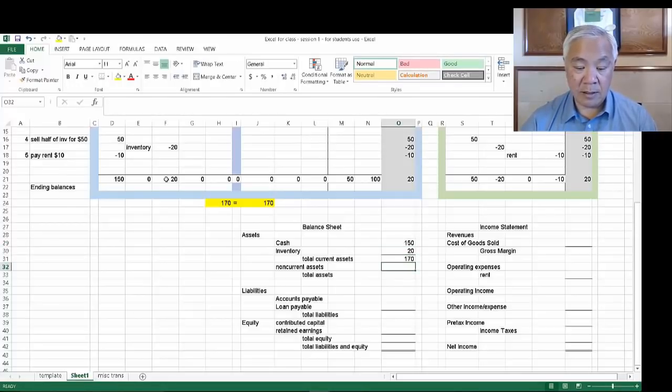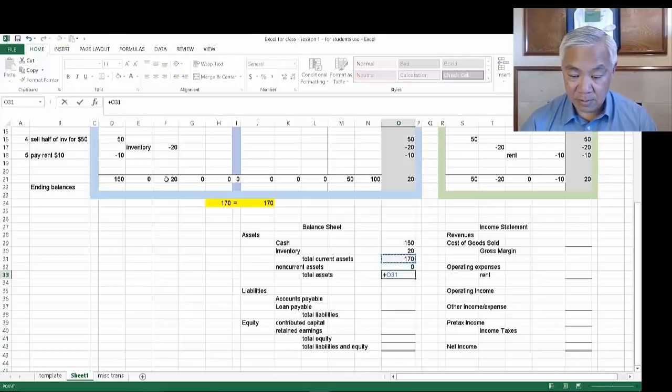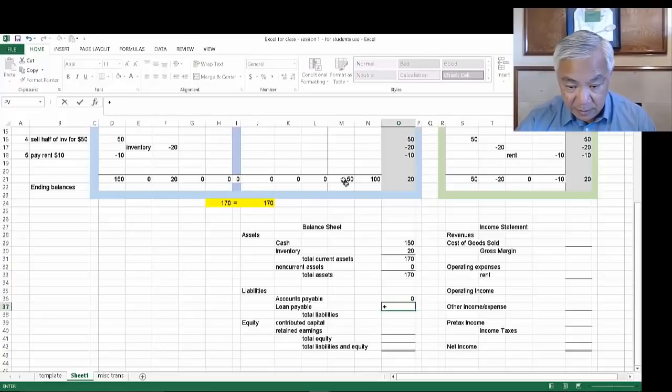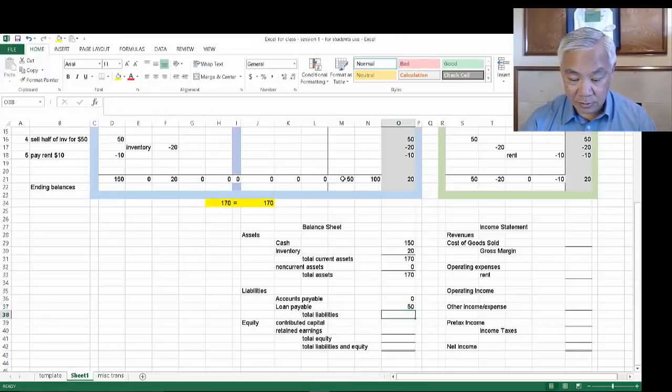There are no non-current assets, so 0. Total assets equals current plus non-current, so 170. Accounts payable, we had none. Loans payable, yes, we have a loan. How much is that? It's 50 right here. Again, I point to it, enter. Total liabilities equals that plus that.